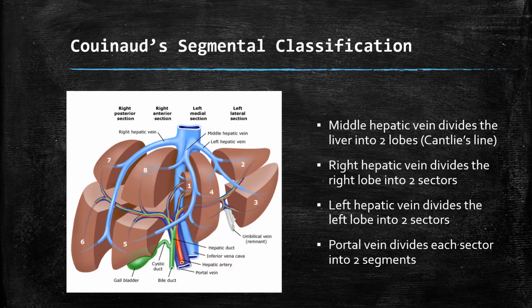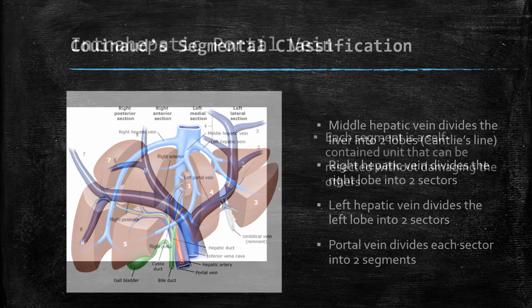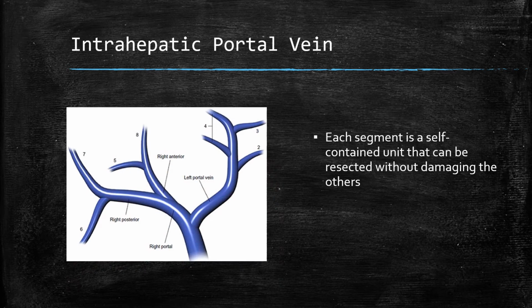The sectors are then divided into segments by the portal vein and the hepatic artery, which generally run transversely across these sectors. So we now end up with 8 separate segments. This picture is meant to show that each Couinaud segment contains its own portal vein branch. In fact, a Couinaud segment contains its own hepatic artery branch, its own portal vein branch, a draining bile duct, and a draining hepatic vein.